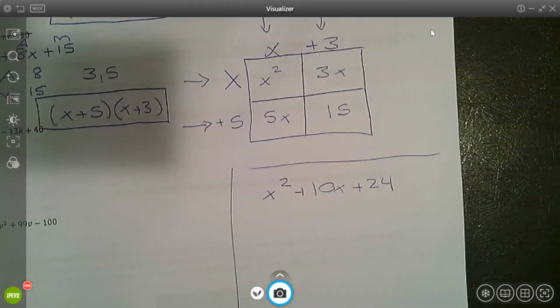So what I'm going to want you to do right now is take a look at this trinomial, x squared plus 10x plus 24. And I want you to pause the video, work through this, and then come back and let's go over it.